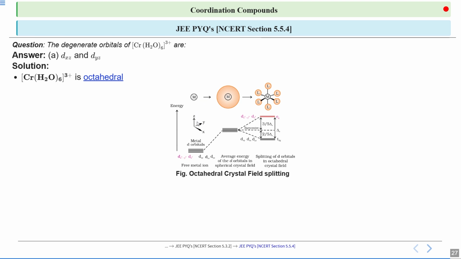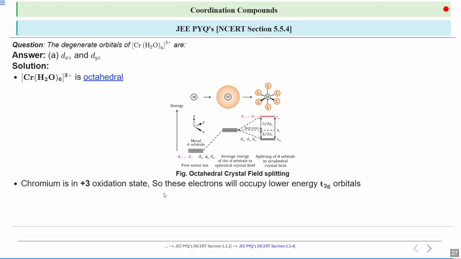This is the figure showing the octahedral crystal field splitting, and you can clearly see that we are talking about the octahedral complex. Splitting of the d orbitals happens into 2 sets of non-degenerate orbitals, the higher energy eg level and the lower energy t2g level, where 3 d orbitals are present in t2g and 2 d orbitals are present in eg. We have to identify the degenerate orbitals of this complex. Chromium here is in the +3 oxidation state, so its electrons will occupy the lower energy level, that is the t2g orbitals.